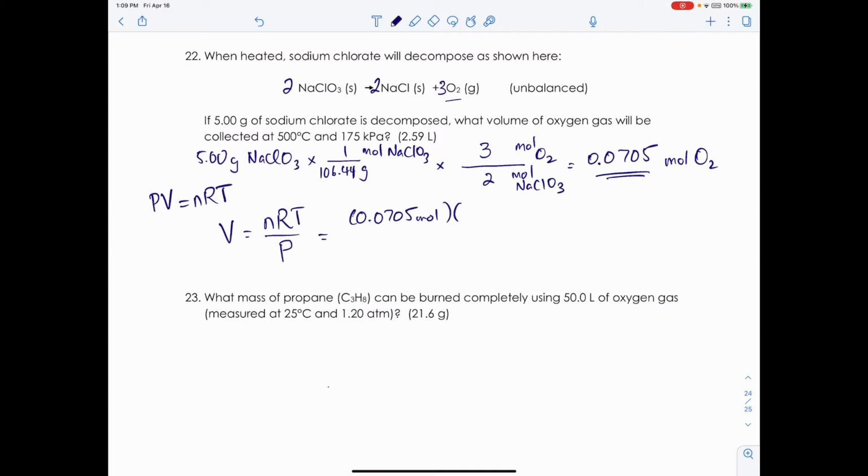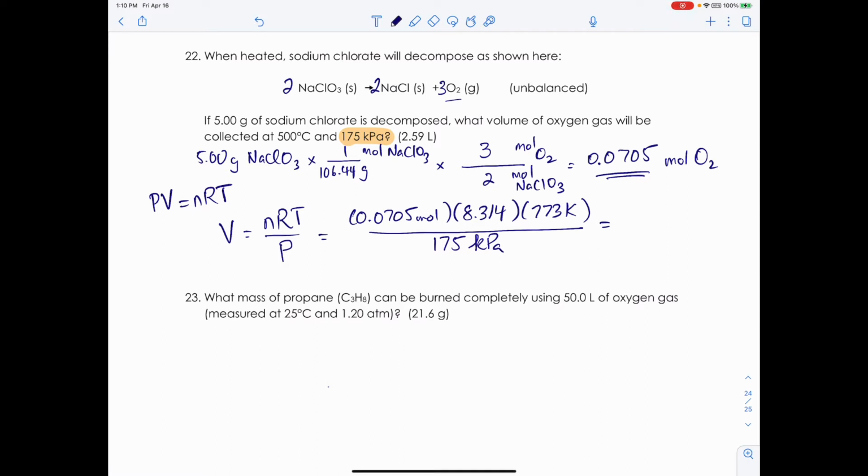Looking at the question, the pressure is given in kilopascals. If the pressure is in kilopascals, we'll use 8.314 as the value for the gas constant. The temperature has to be in Kelvin. This is 500 degrees Celsius, so if I add 273 to that, I get 773 Kelvin. And then the pressure in kilopascals, 175 kPa.